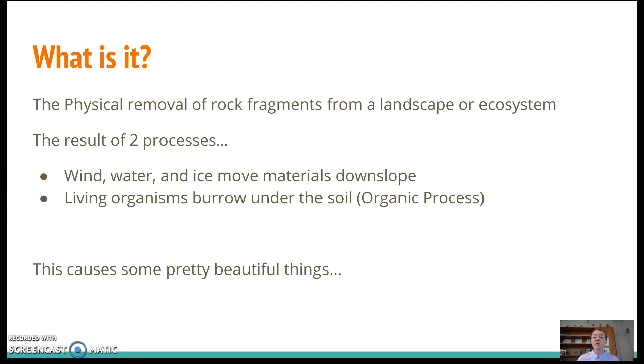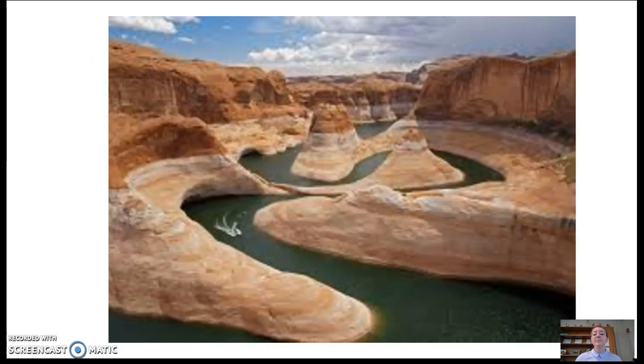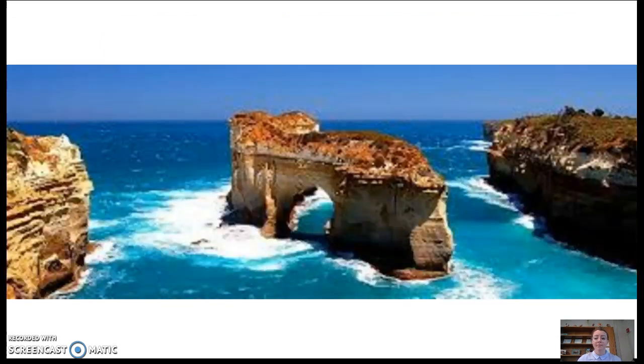While sometimes erosion is not so great, especially when we're looking at things like sediment deposits in rivers, which we'll talk about much later in the year when we talk about water systems, this can cause some pretty beautiful things. An example is here in the Grand Canyon, the Colorado River has carved this snake-like trail through the Grand Canyon, and it forms this beautiful landmark, really.